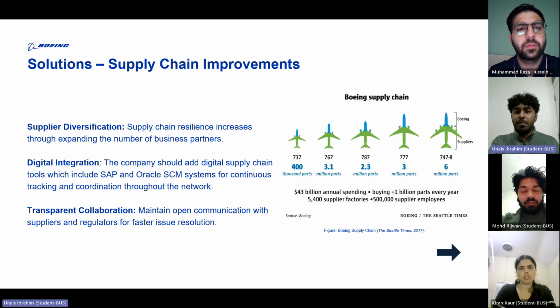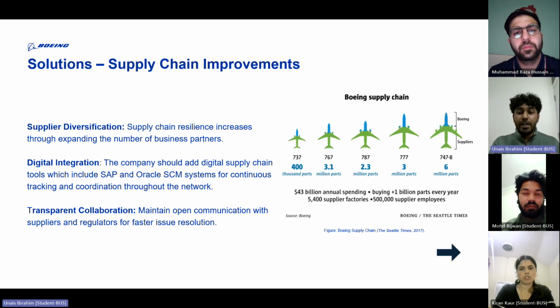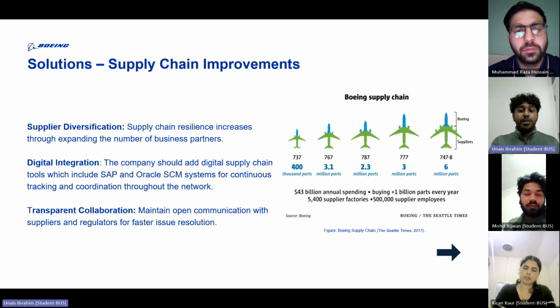Moving to the next slide, here I'm going to speak about solutions, supply chain improvements. In terms of supply chain, Boeing should diversify its supply base to reduce dependence on a few key suppliers, which will help mitigate risks like shortages and delays. Investing in digital tools such as SAP or Oracle SCM will provide better visibility, real-time tracking, and improved coordination with suppliers. Establishing long-term contracts that include performance incentives will ensure suppliers maintain high quality standards.